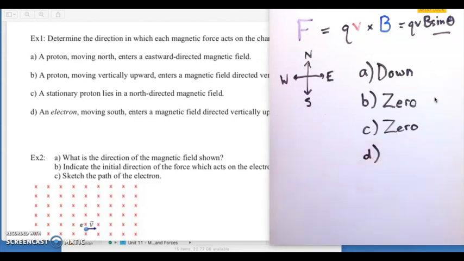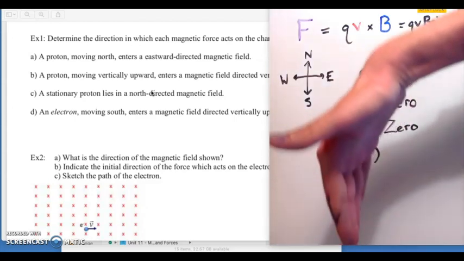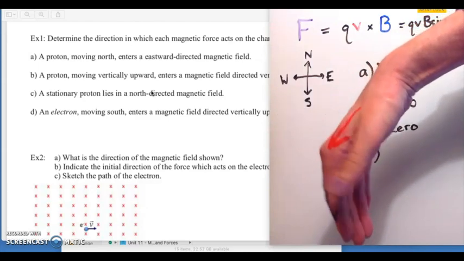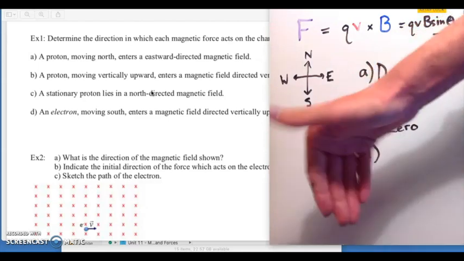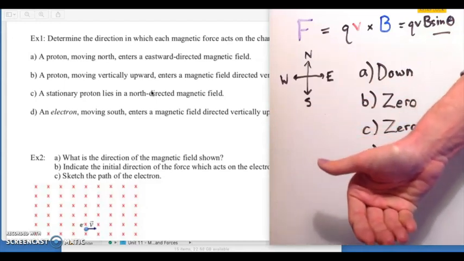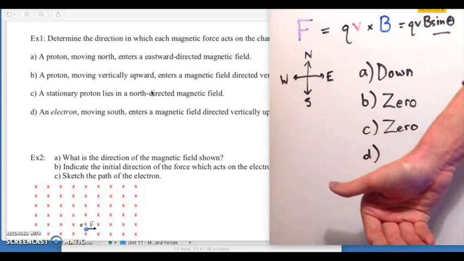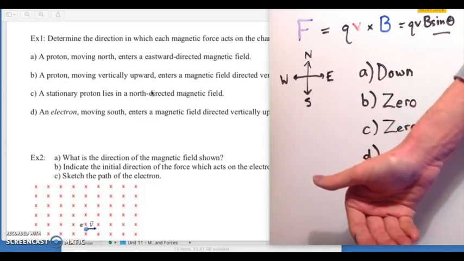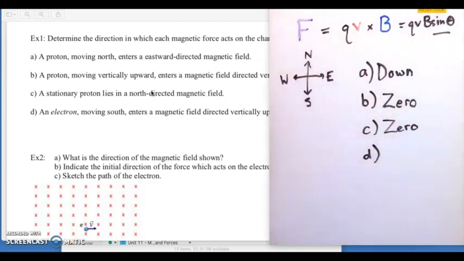All right, so let's see, D. This one is tricky. I'm not going to warn you any more than that, but it is a little tricky. An electron moving south enters a magnetic field directed vertically upward. South would be that way, down the paper. Vertically upward would be this way towards you, so I'll have to turn my hand over so that my fingers can... Okay, so it looks like my thumb is trying to point west.